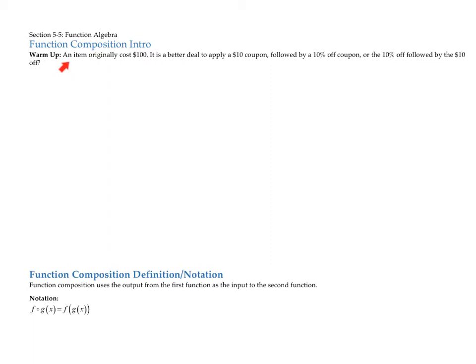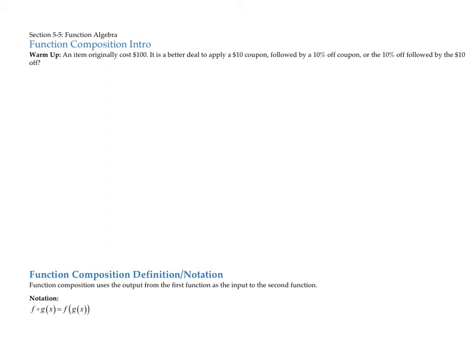So our warm-up: an item originally cost $100. Is it a better deal to apply a $10 coupon followed by a 10% off coupon, or the 10% off followed by the $10 off? So I want you to go ahead and pause the video, do some calculations if you'd like, or just go with your gut reaction, and then unpause and come back for the answer.